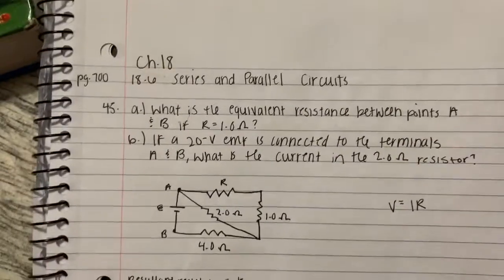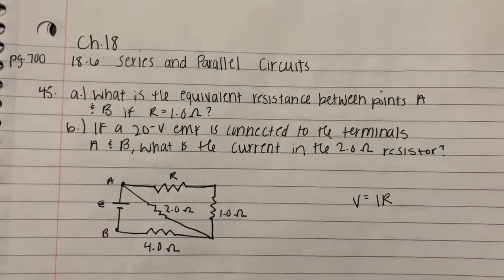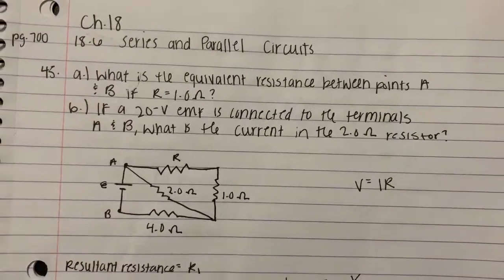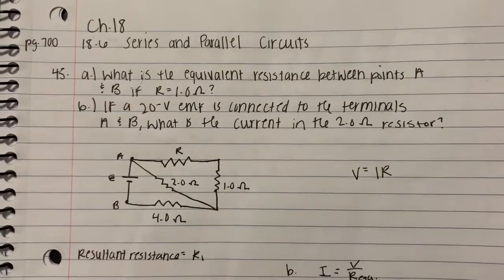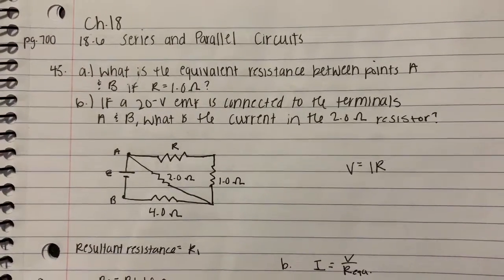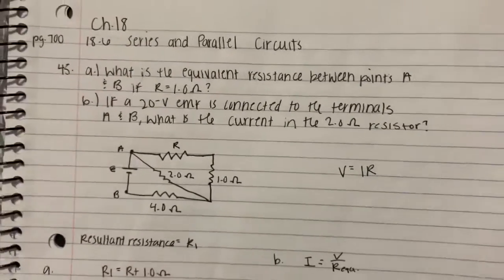Okay, this is my Chapter 18 reassessment. And the first problem is, what is the equivalent resistance between points A and B if R equals 1.0 ohms? The second problem is, if a 20-volt EMF is connected to the terminals A and B, what is the current in the 2.0 ohm resistor?